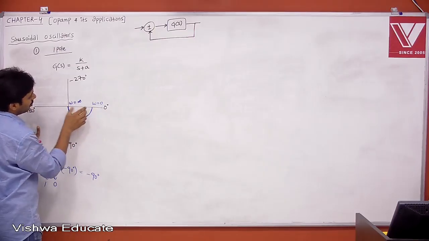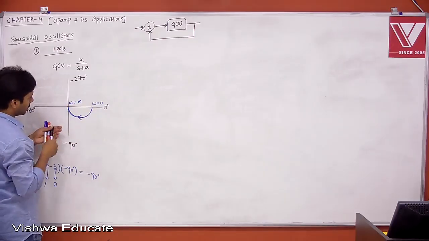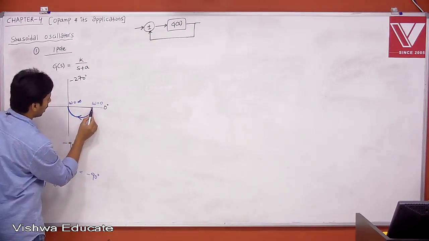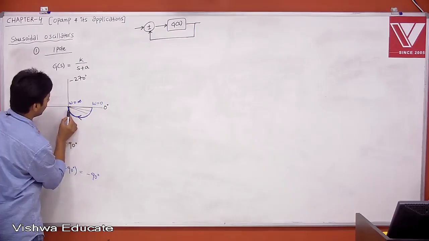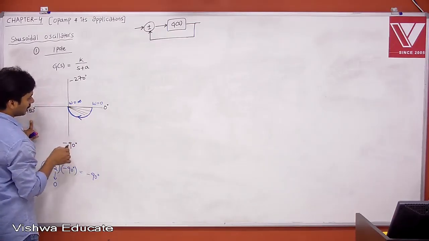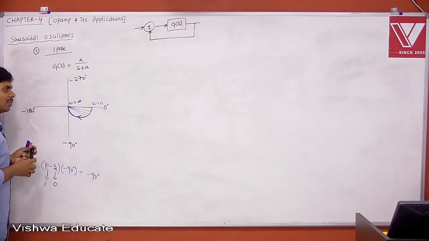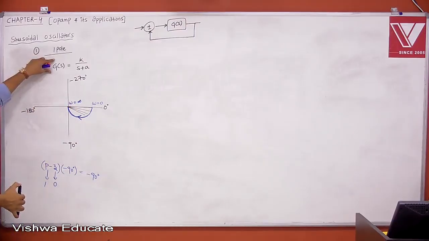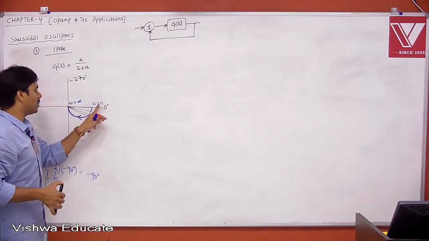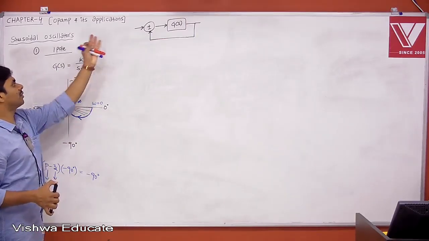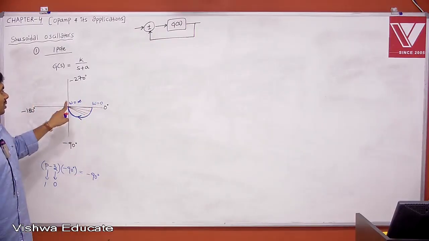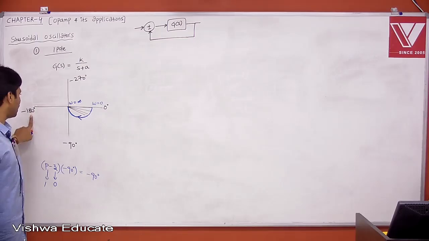But what is the phase angle doing? The phase angle is 0 at omega is equal to 0. Now, as you change your omega, the phase angle is changing and finally becomes 90 degrees at omega is equal to infinity. Whatever it may be, if you observe clearly, your G of S will not have 180 degrees phase shift for any frequency omega from 0 to infinity, or for any value of K.